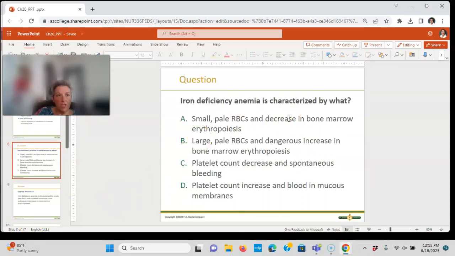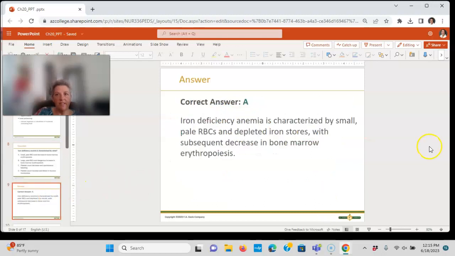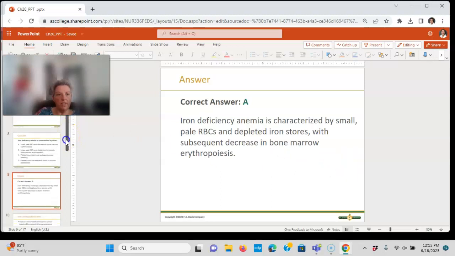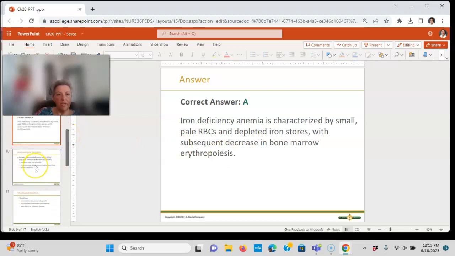All right. So iron deficiency anemia is characterized by iron deficiency. They're probably pale. So pale RBCs, depleted iron stores with decrease in bone marrow erythropoiesis, the making of new red blood cells.